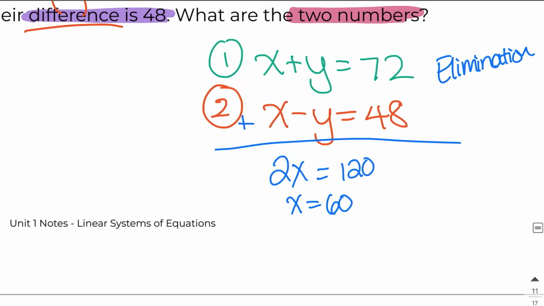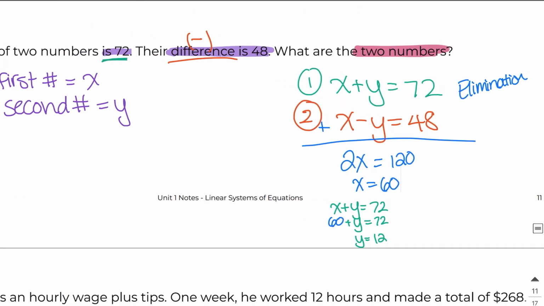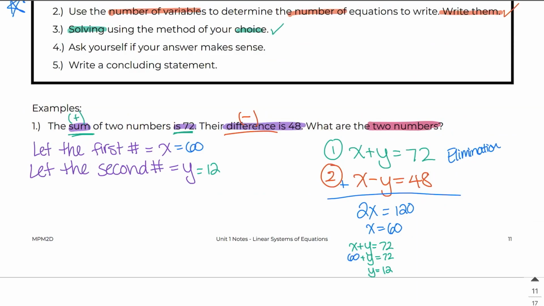Now that I know what x is, I also have to solve for y. So here I'm going to use the first equation. It doesn't matter which equation you use. I'm going to use the first equation and I'm going to replace this x with 60. So 60 plus y equals 72. Subtract 60 from both sides and I get y equals 12. So those are my solutions here. I know that x is 60, so my first number is going to be 60, and I know that y is 12, so my second number is going to be 12. So I'm done with step 3. I solved using the method of my choice. The next thing I want to do is ask myself if my answer makes sense.